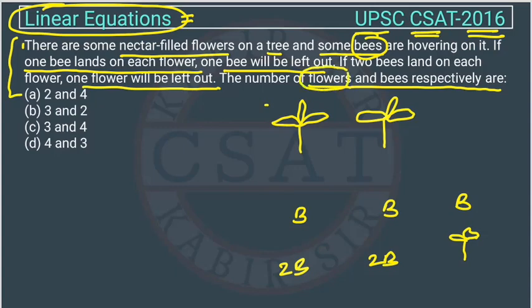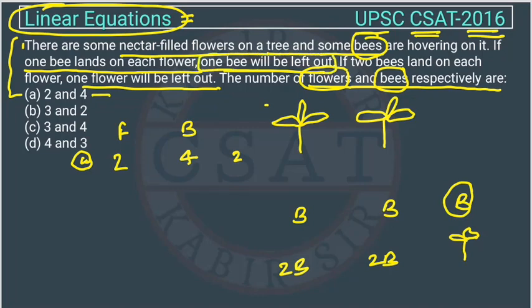So they are asking the number of flowers and the number of bees. Suppose the number of flowers is this and this is the number of bees. So number of flowers is 2, bees are 4. In option A, I am assuming option A first. This can't be, because if we allot one bee to one flower, there are 2 flowers. So how many bees are remaining? 2 bees are remaining. So the first condition is not getting satisfied, that only one bee remains free. Here they have given one bee will be left out. So the first condition is not fulfilled in option A. So this can't be the answer.